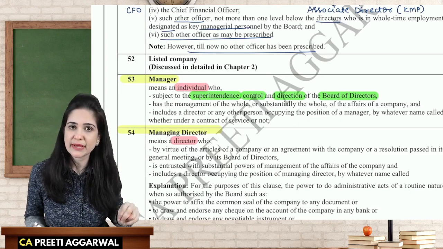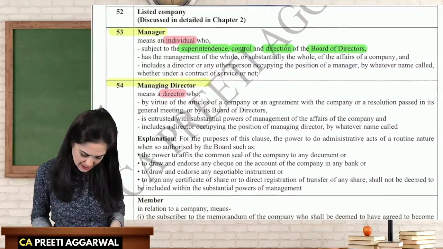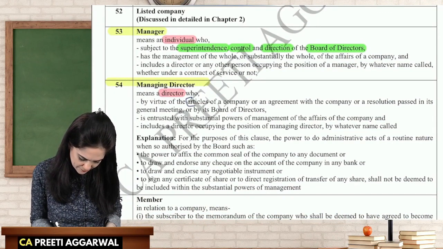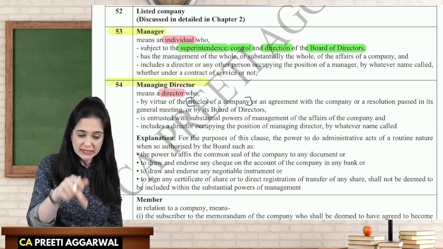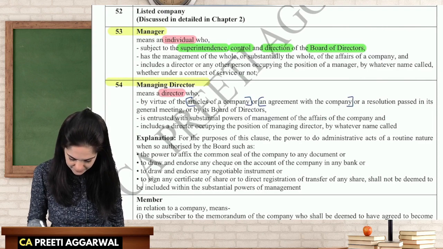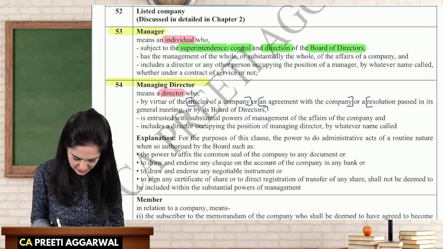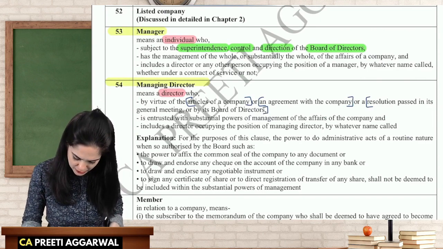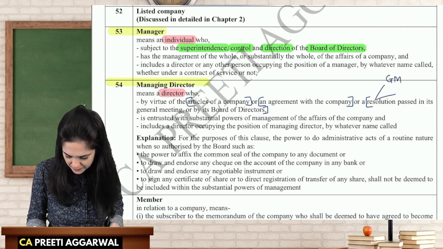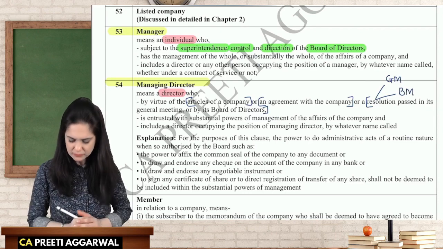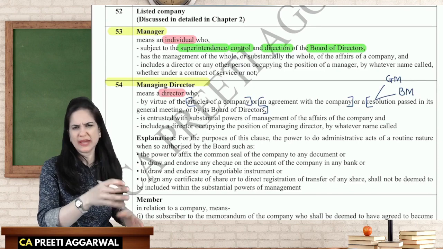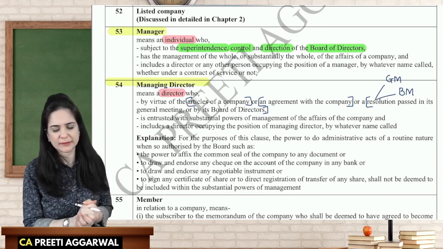Let's see what a managing director is. He is a managing director by virtue of the articles of the company. So his name is mentioned in the articles that he will be the managing director of the company. Or there is some agreement with the company, or a resolution is passed either in the general meeting or the board meeting. It is important that I make notes here. A resolution is passed, either in the general meeting or board meeting, resolving to appoint any person as the managing director.